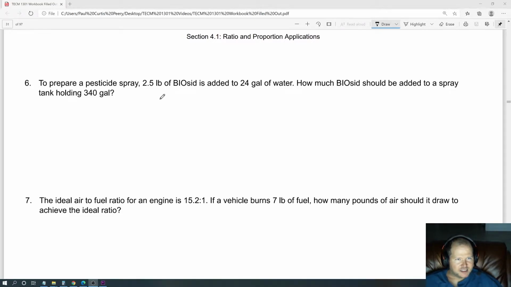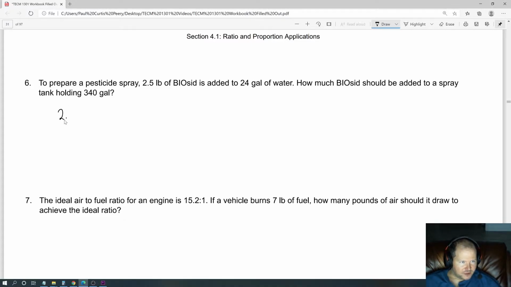To prepare a pesticide spray, 2.5 pounds of biocid is added to 24 gallons of water. How much biocid should be added to a spray tank holding 340 gallons? Okay, so again, the key to doing one of these proportion problems, with proportions are just comparing two ratios, is to make sure that the units match on the top and the bottom.